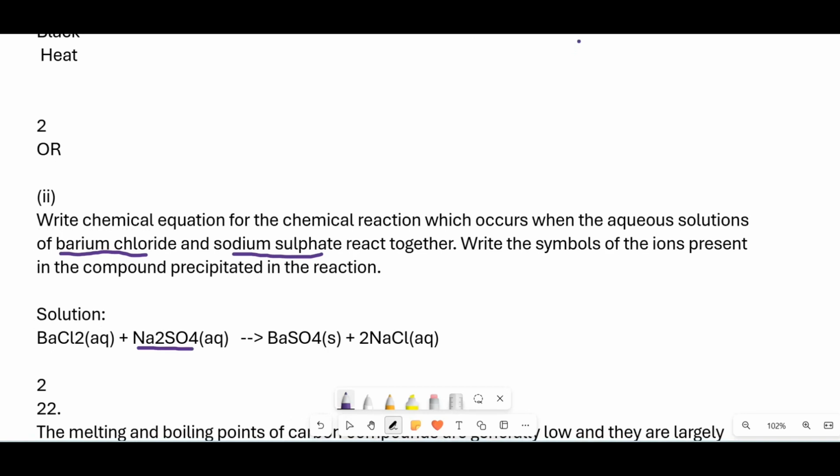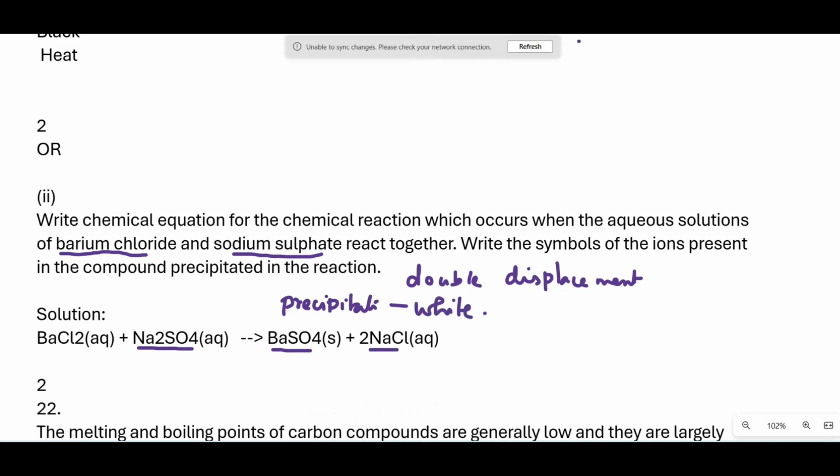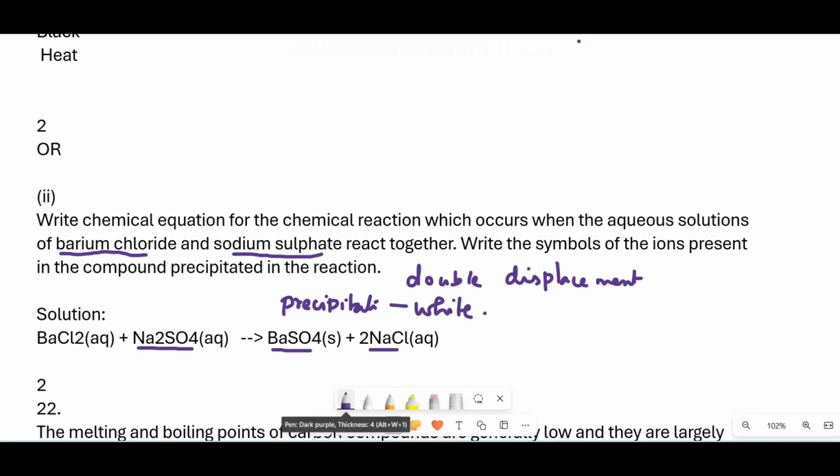So this is a double displacement reaction. Double displacement reaction. So ions will displace each other and the products are barium sulfate, and then one more product is sodium chloride, and barium sulfate is the precipitate formed here. Precipitate, which is white in color. Okay. So write the symbols of the ions present in the compound, BaSO4 and NaCl.